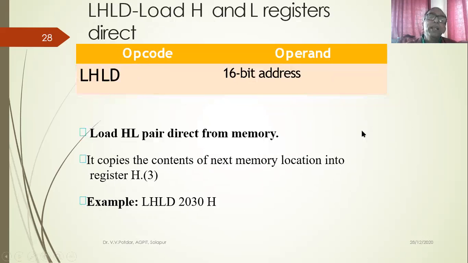Then LHLD, load H and L registers direct. The operand is a 16-bit address, which is to be given. It copies the contents of the memory location into register L, and the contents of the next memory location into register H. It's a 3-byte instruction. So LHLD 2030H is an example.